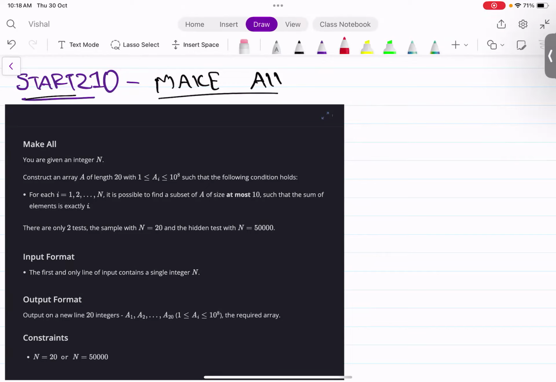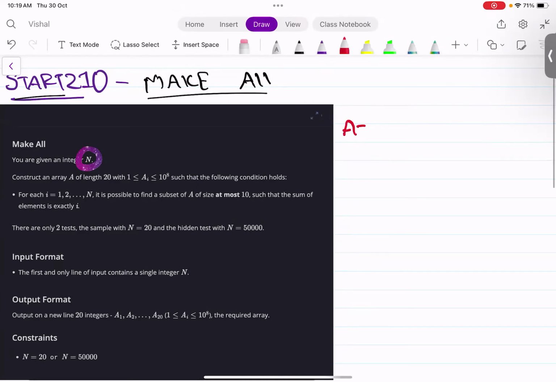One very simple input that is given to us is just n. Yes, n is given to us, and what we're expected to find is an array. Let's assume you have an answer array which is of size 20 only. This is what you have to find. But how will you find this?